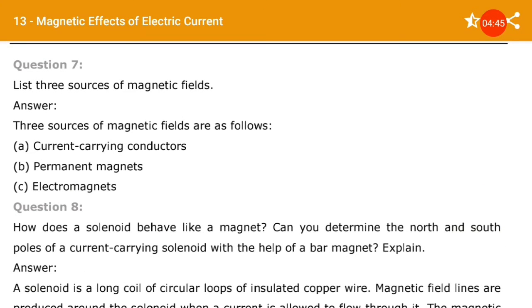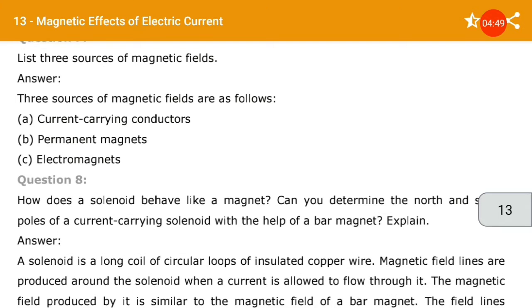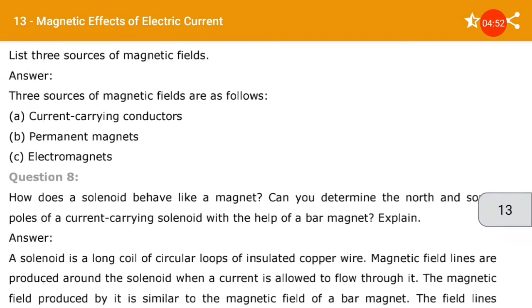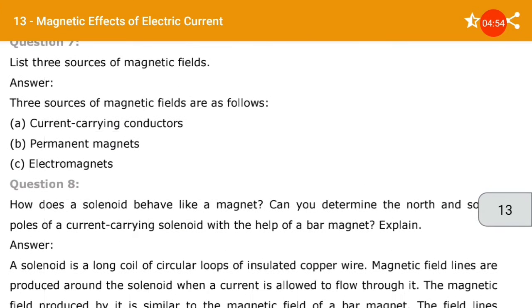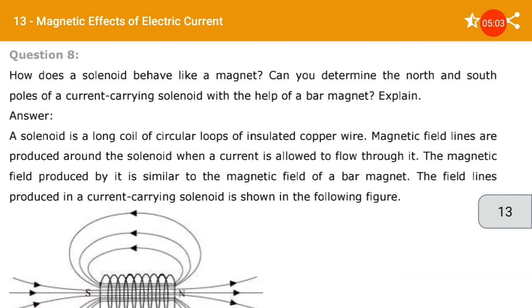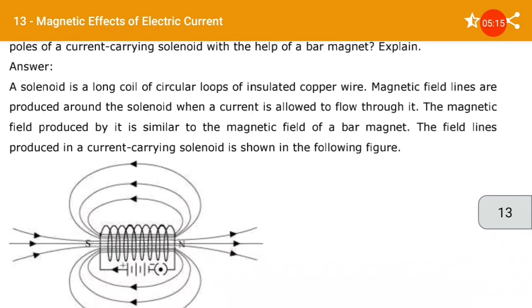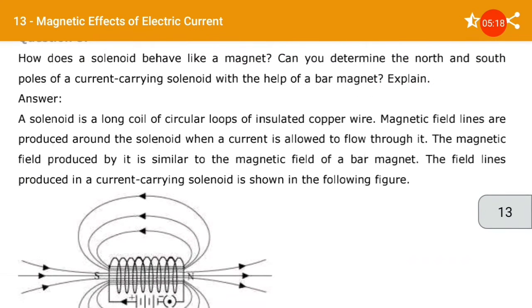Question number 7. List 3 sources of magnetic fields. As we have discussed in our topic magnetic field, 3 sources of magnetic fields are current carrying conductors, permanent magnets and electromagnets. Question number 8. How does a solenoid behave like a magnet? Can you determine the north and south poles of a current carrying solenoid with the help of a bar magnet? Explain. So already we have seen this type of question.